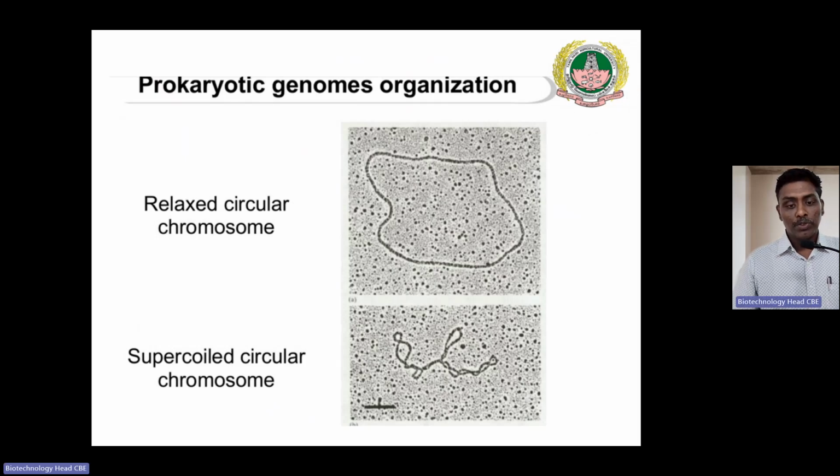This picture shows the prokaryotic genome organization. The first one is the prokaryotic chromosome in the relaxed state, that is a relaxed circular chromosome. The second one is the circular chromosome in the supercoiled form.